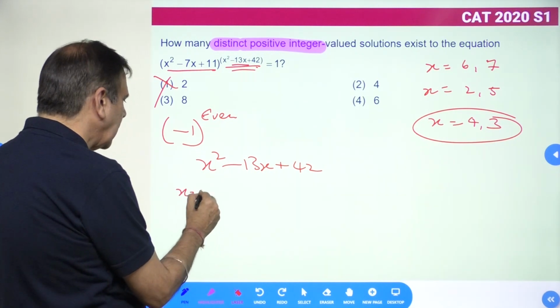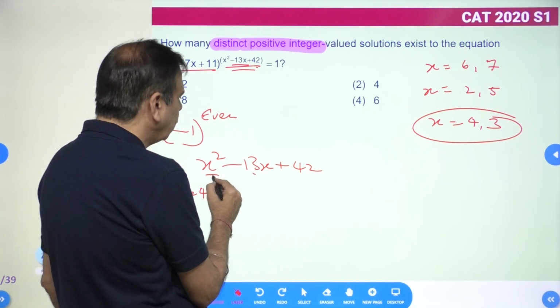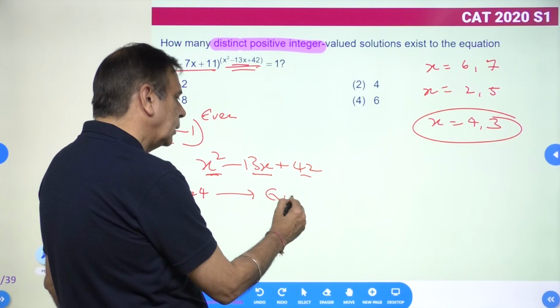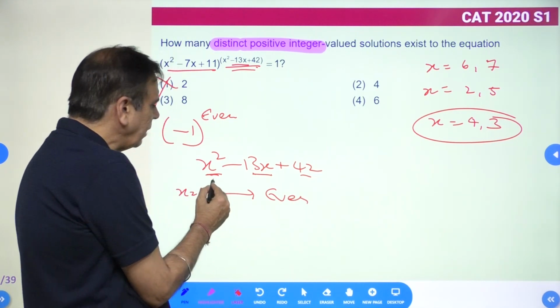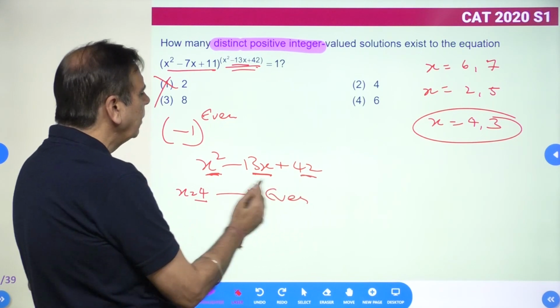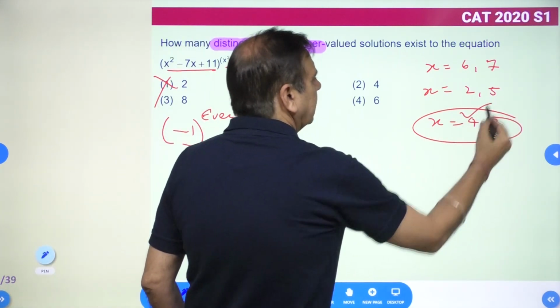x equal to 4 पे क्या आता है? 16, x equal to 4 है, ये भी even है, it will be even. You don't have to solve. After all, if x is even, x square will be even, 13x will be even, 42 will be even, सब कुछ ठीक है. No problem at all. So that means 4 is correct.